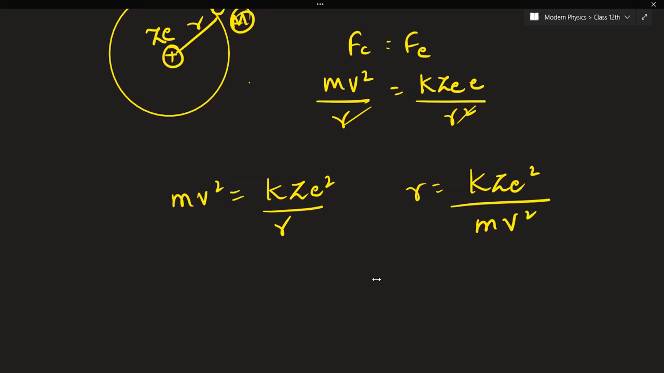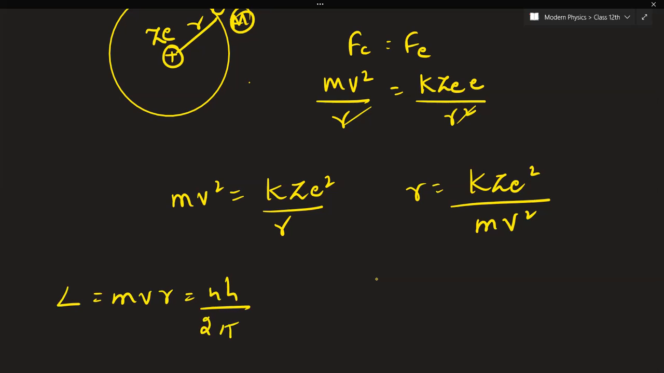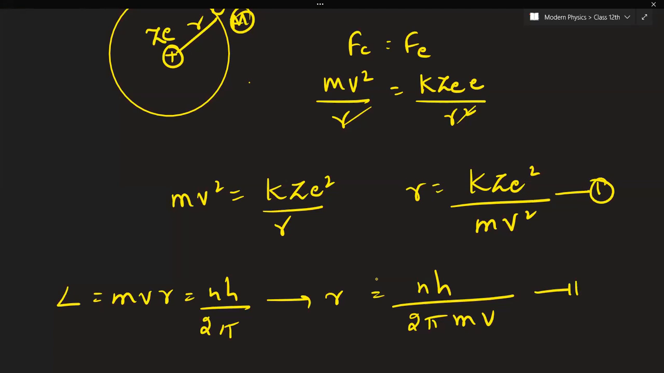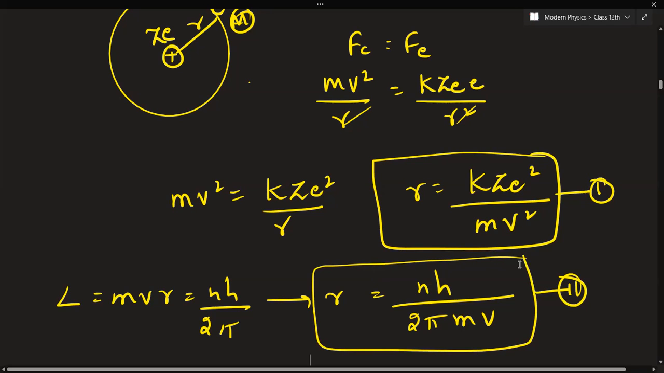Now see, from the quantization equation mvr, which is equal to nh by 2 pi, from here see the value of R. R will be equal to nh by 2 pi mv. This is the value of R. Now equate both these equations. Let's say this is equation 1, this is equation 2. This is also an important equation. Let us equate both of these.